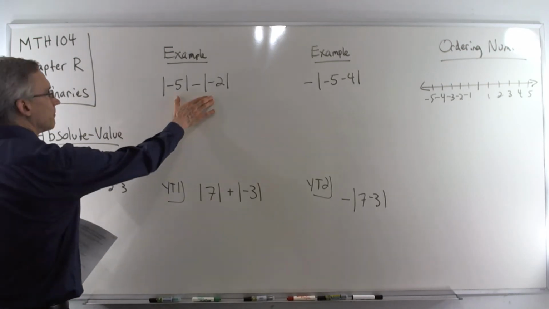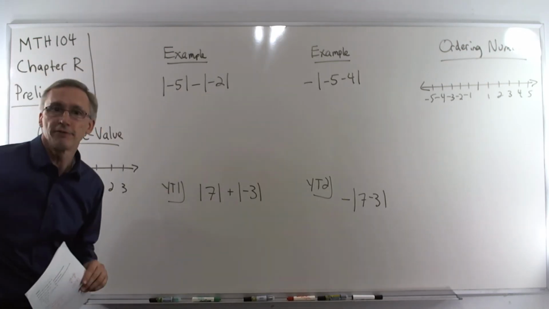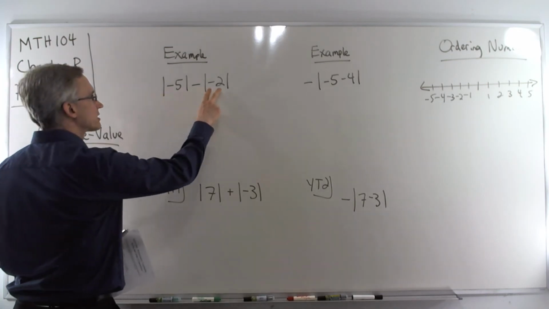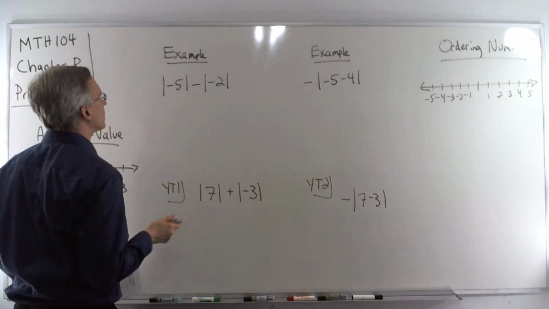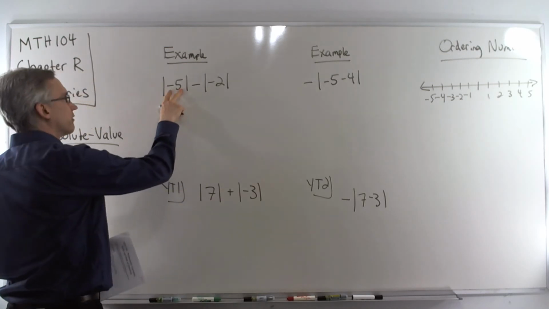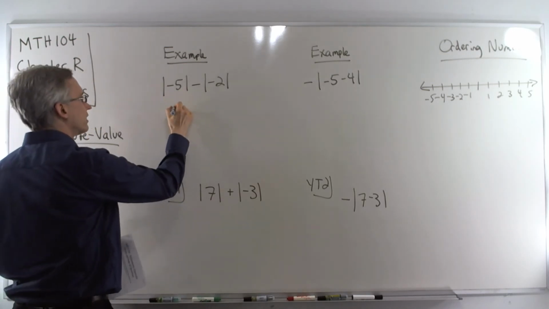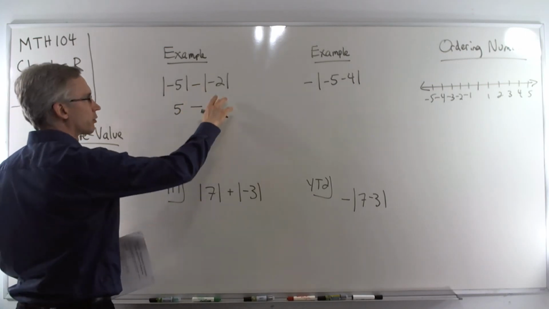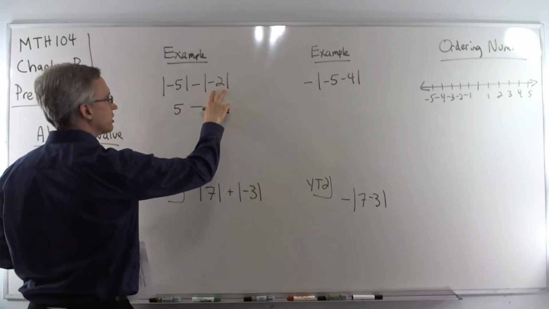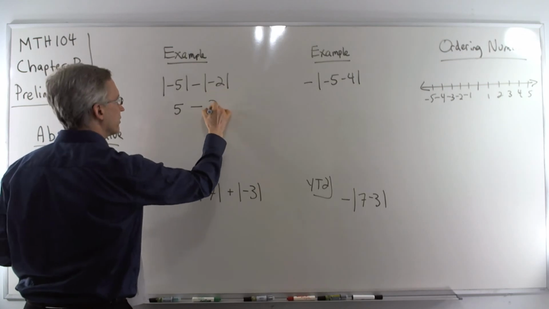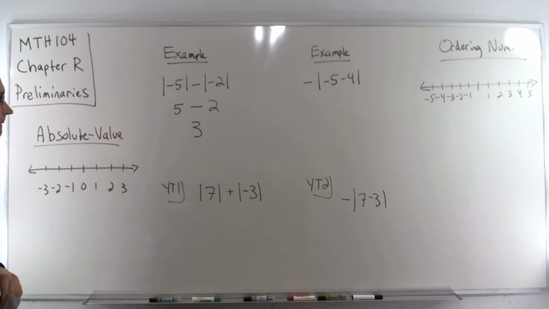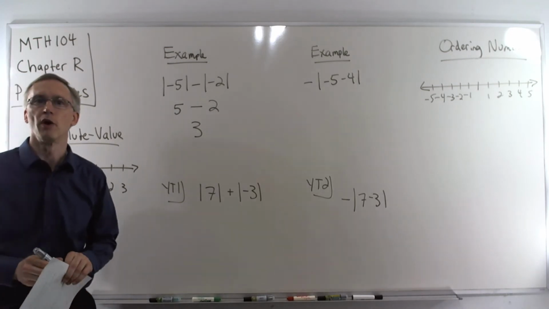So here's an example. Now keep in mind the absolute value bars are grouping symbols, so we're going to start there. Always start inside the absolute value bar. So absolute value of negative 5, we're going to turn this positive, that becomes 5. This stays subtraction. Now we're going to work inside these absolute value bars and turn negative 2 into positive 2. So we get 5 minus 2, subtract to get 3. And that brings us to your turn number 1.